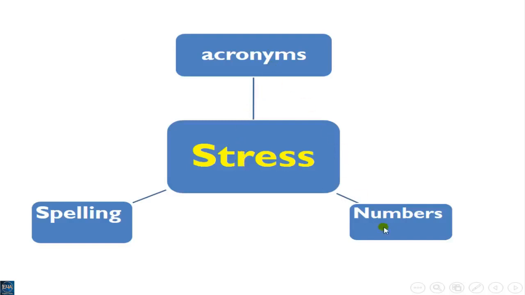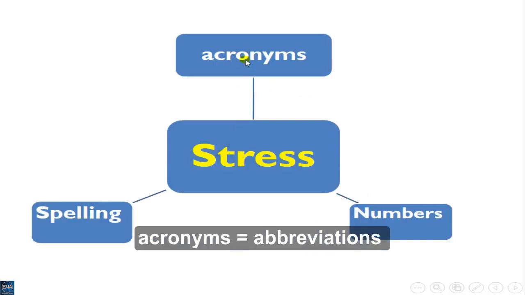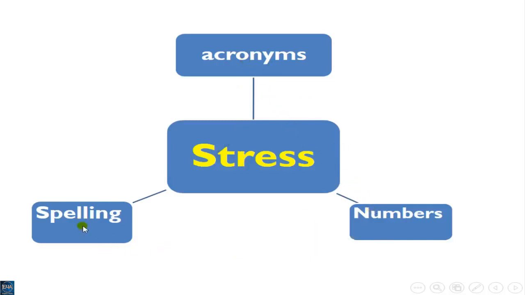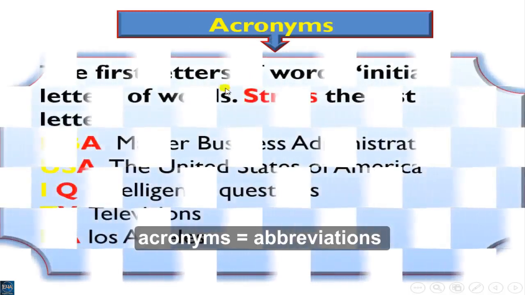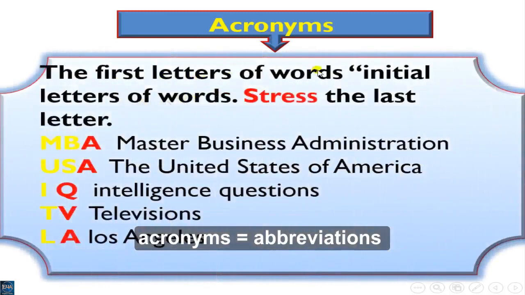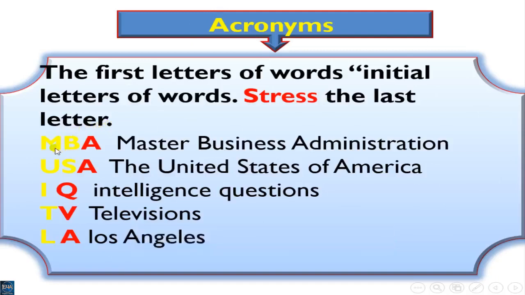We stress acronyms, numbers, and spelling. Acronyms and abbreviations are the first letters or initial letters of words, and we stress the last letter. When I say MBA, M is master, B is business, A is administration. So we stress A: MBA.